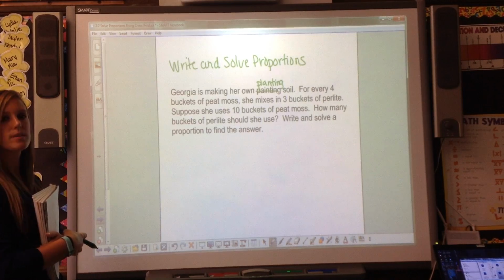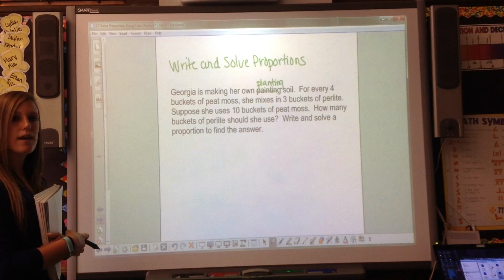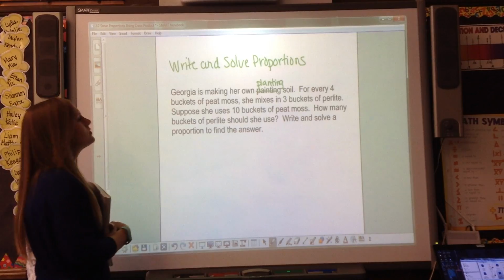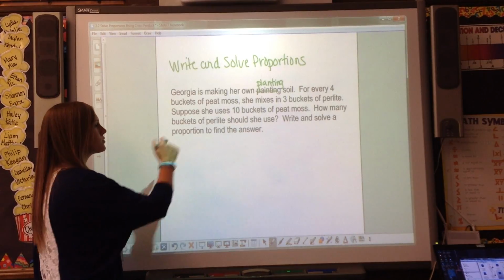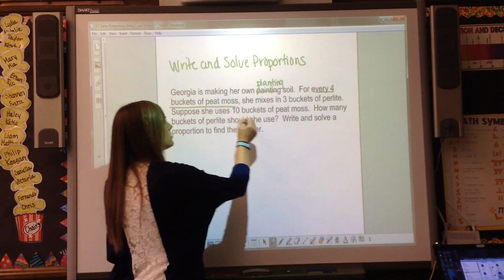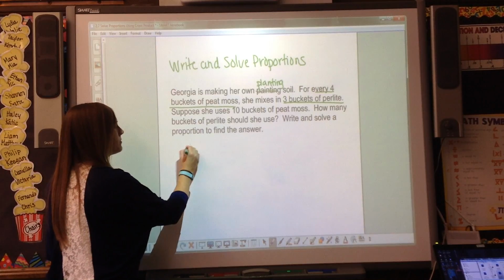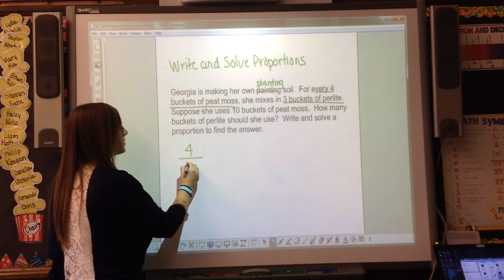You're going to set this up the same way that you set up the problems yesterday. The ratios have to be in the same order on both sides of the proportion. So it looks like I'm going to go right in order to what they said. For every 4 buckets of peat moss, she mixes 3 buckets of perlite. So I'm going to put peat moss on the top, and I'm going to put perlite on the bottom.